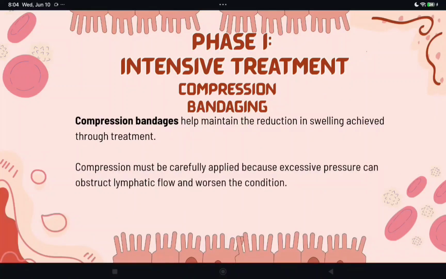Compression bandaging. Compression bandages help maintain the reduction in swelling achieved through treatment. Compression must be carefully applied because excessive pressure can obstruct lymphatic flow and worsen the condition.